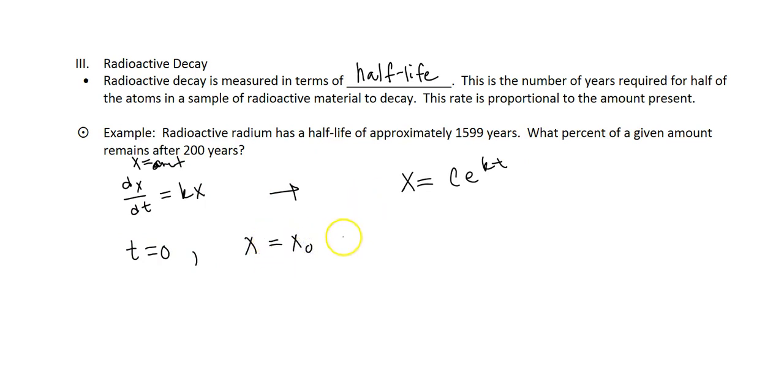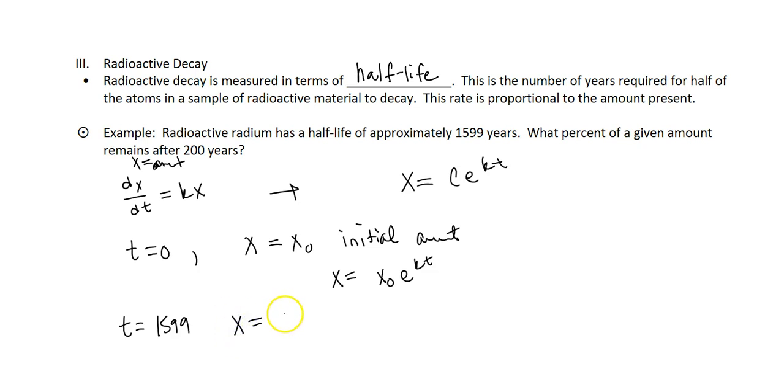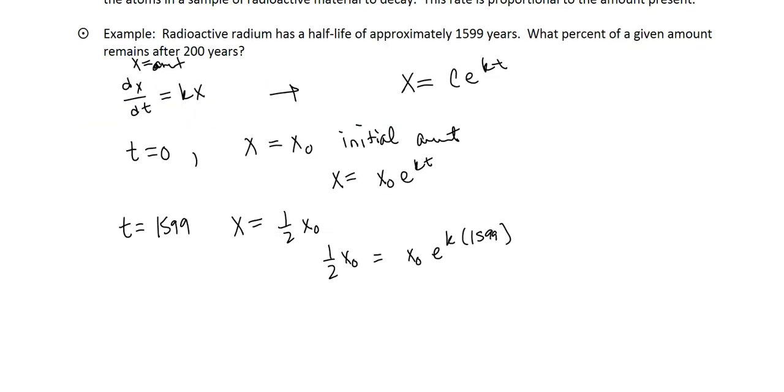So at t equals 0, in this problem, x is equal to x of 0, so we don't know whatever that amount is. That's the initial amount. So that's going to give me the fact that x is equal to x of 0 e to the kt. And then I know that when t is 1599, x is going to be half of the initial amount. So that means I have 1/2 x of 0 equals x of 0 times e to the k times 1599, because that's the half-life.